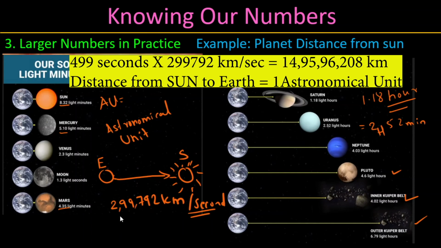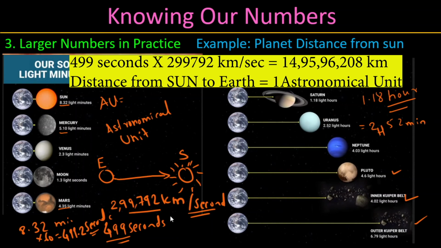It takes 499 seconds to travel from the Sun to Earth. 499 seconds, you see here, 8.32 minutes, 8.32 into 60, it gives you 499.2 seconds. So even though light travels this much per second, to reach Earth it takes approximately 8 minutes. Just think, light travels 3 lakh kilometers per second, and to reach Earth it takes 8 minutes. That is equal to 1 AU. This is called 1 AU.